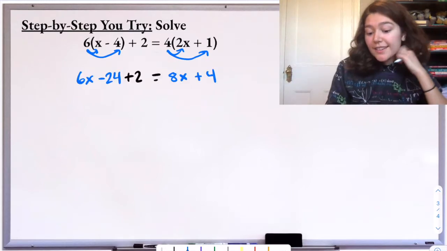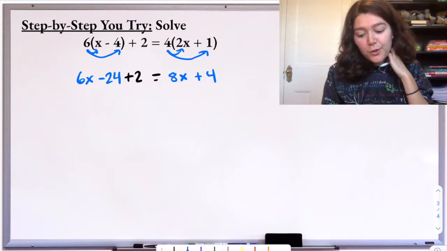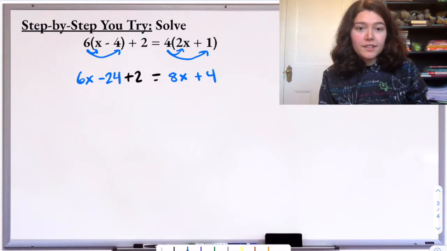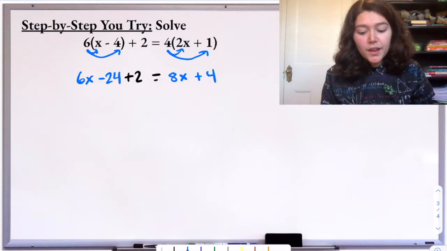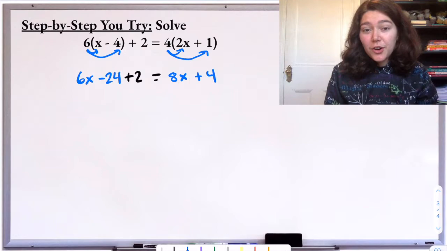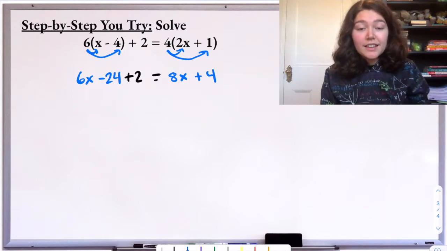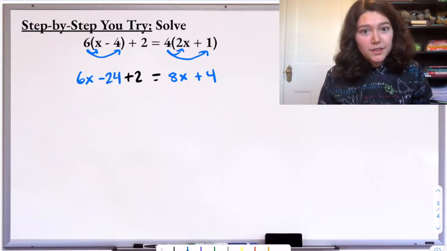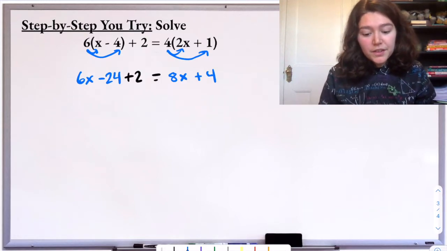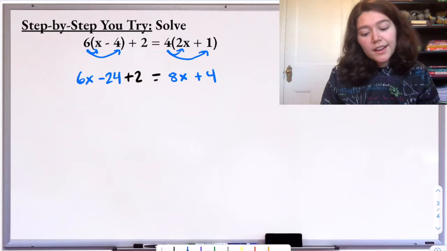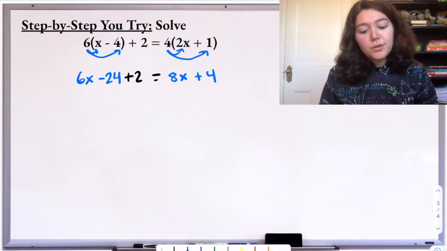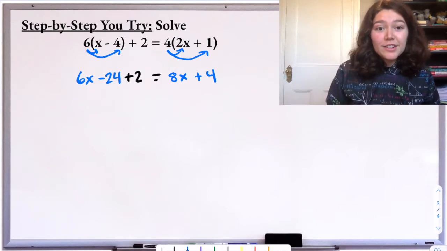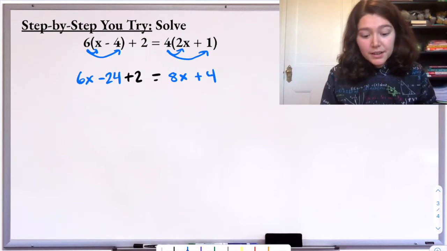So you should have gotten 6x minus 24, or plus a negative 24, plus 2 on the left-hand side, because we're just pulling down that plus 2. That's a really important thing to know, that we are not distributing the 6 to the 2, because it's not in parentheses. It's just the terms in parentheses. And then on the right-hand side, we have 4 times 2x is 8x, and 4 times 1 is 4. Awesome, we've distributed.